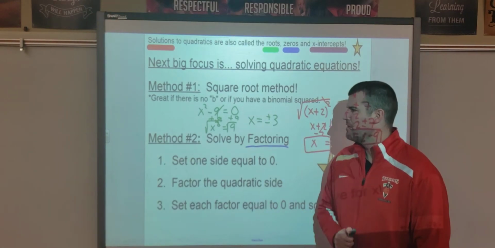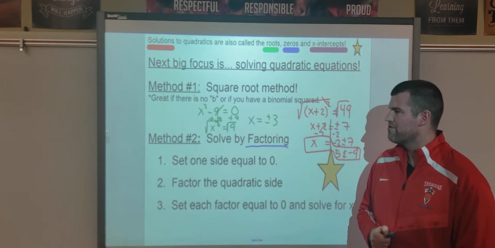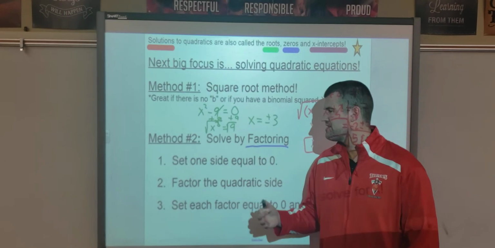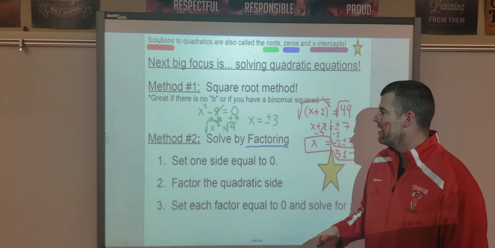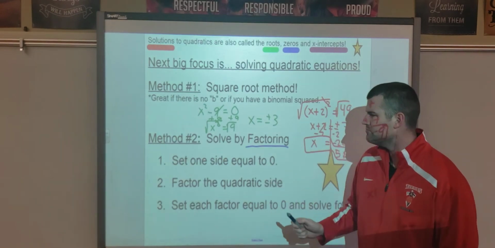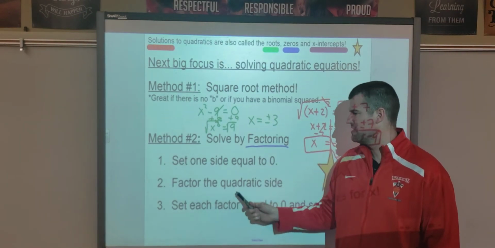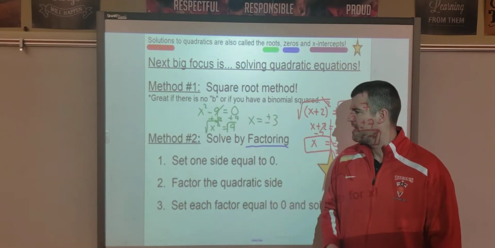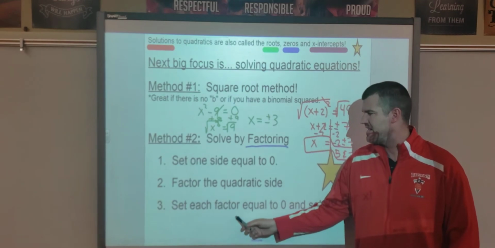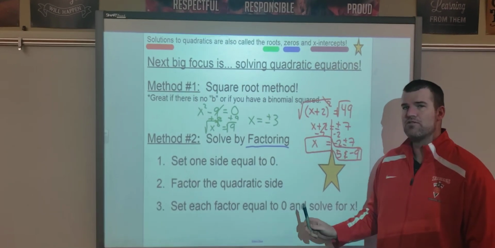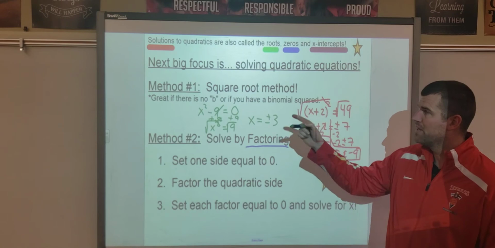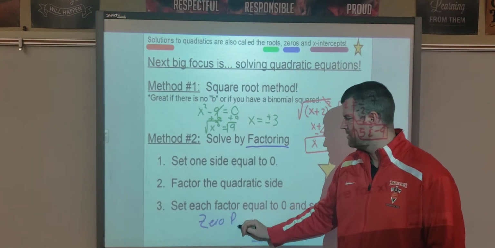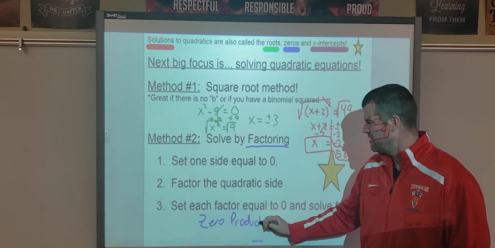There are 3 steps when we solve by factoring. So the first one is going to be set one side equal to 0, which is basically putting it into standard form. We're going to set it equal to 0. Second step is we're going to factor the quadratic side. So the side that doesn't have the 0, we're going to factor it. And then the third step is we're going to set each factor equal to 0 and solve for x. Or, what we did on the last couple slides, this is also called using the zero product property.